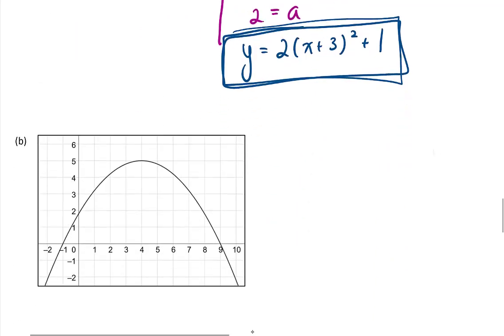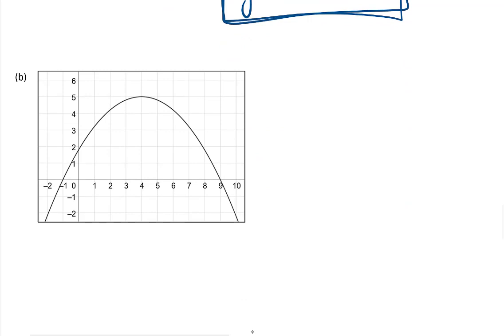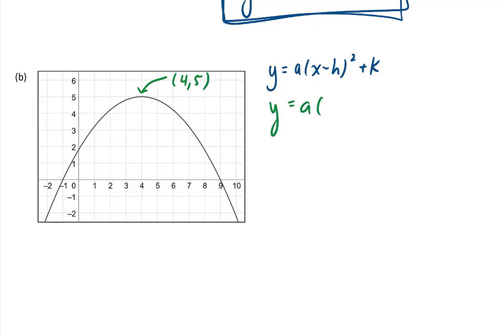So let's do that one more time. So again, starting with vertex form, y equals a(x minus h) squared plus k. First thing we need is a vertex. So the vertex we can see there is 4 and 5. So that gives us y equals a(x minus 4) squared plus 5.